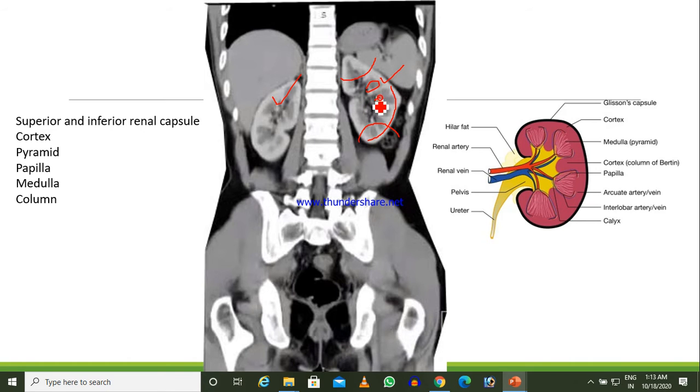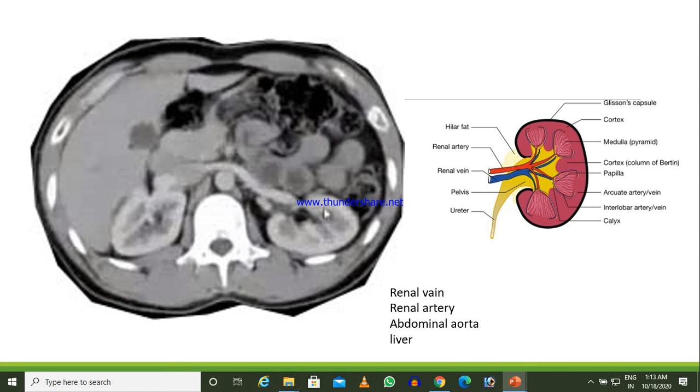This area is your renal papilla. This is your renal medulla, and this area is the renal column. Okay, this is the actual image.